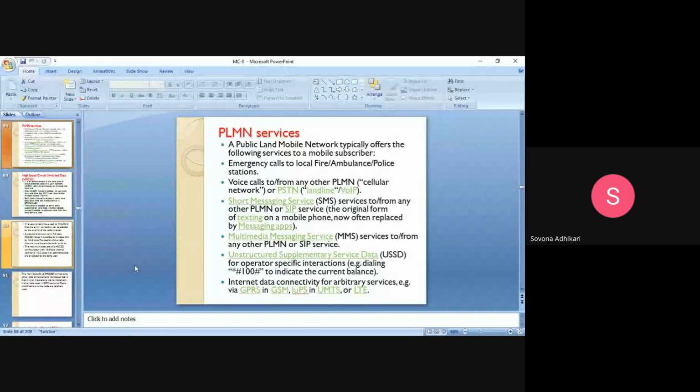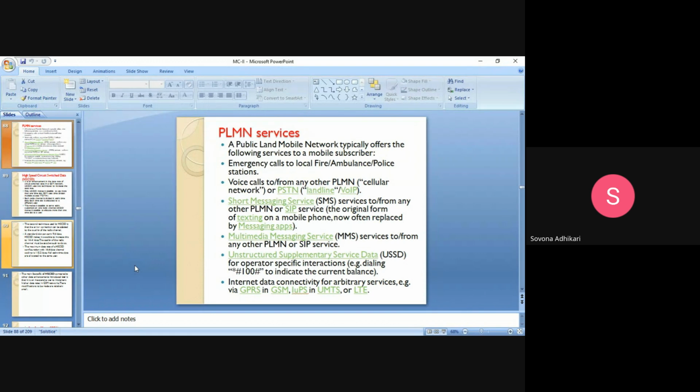Besides that, voice calls to and from any PLMN cellular network or PSTN. You can voice call any other cellular network phone or landline or VoIP. And you can also use SMS services. You can send SMS to and from any other PLMN, the texting on a mobile phone, now often replaced by messaging apps. So these may be replaced, but you can send short messages.